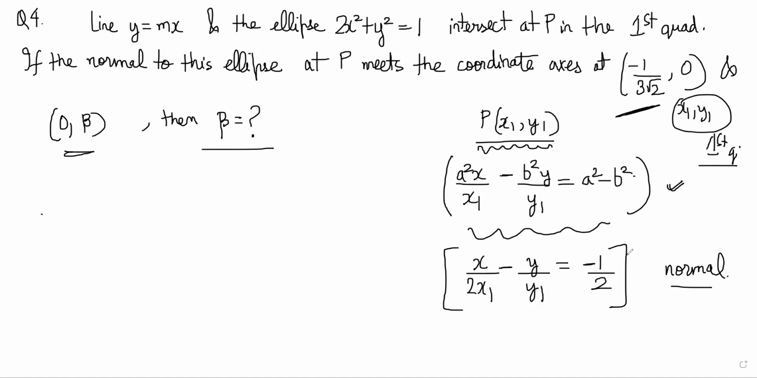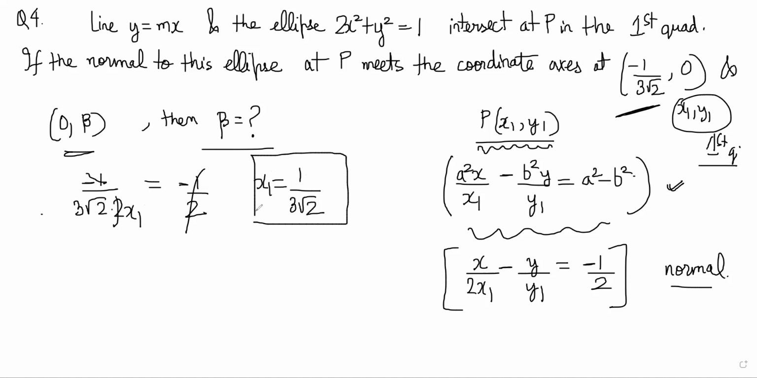Correct. So you can find x1, y1 from there. Minus 1 by 3 root 2 into 2x1 minus 0 is equal to minus 1 by 2. X1 is 1 by 3 root 2. And 0 comma beta.